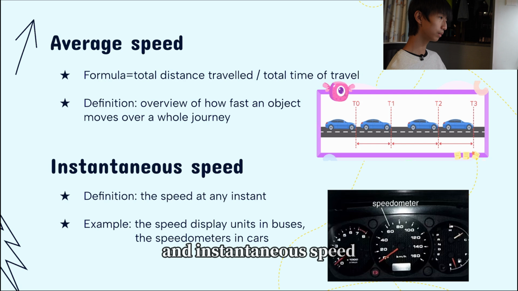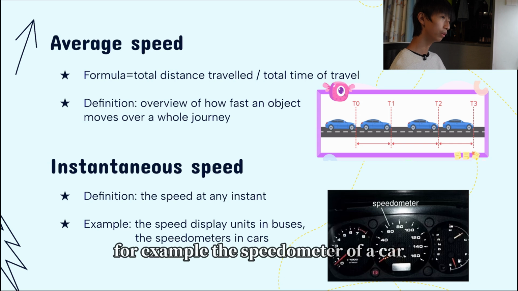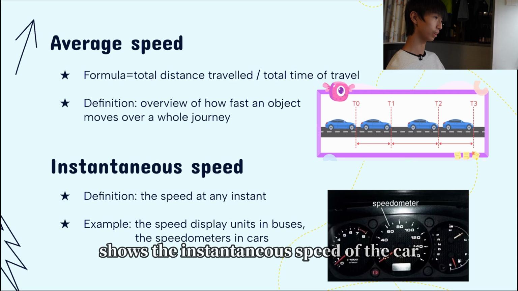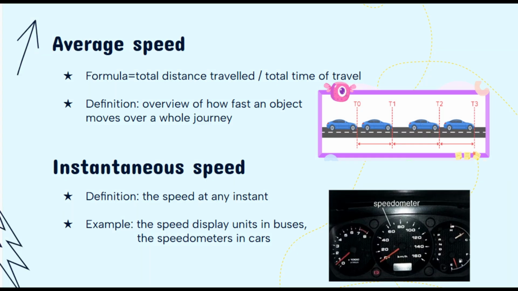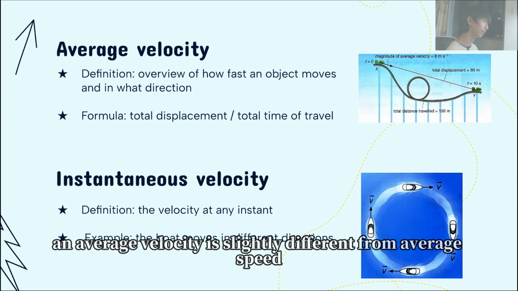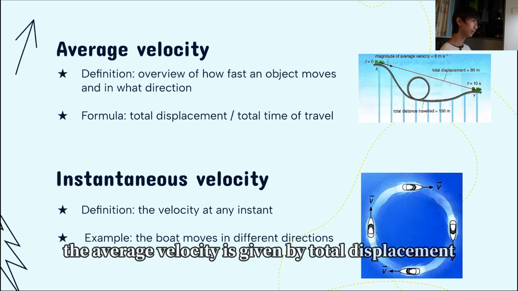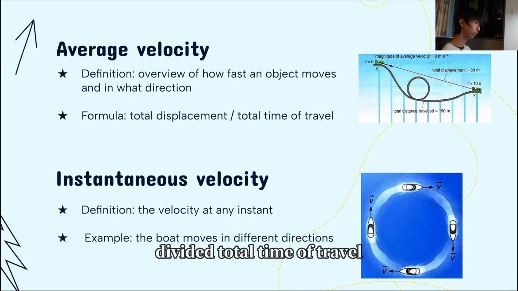And instantaneous speed is the speed of an object in any instant. For example, the speedometer of a car shows the instantaneous speed of the car. An average velocity is slightly different from average speed. It can show how fast and the direction of an object moves. The average velocity is given by total displacement divided by total time of travel.